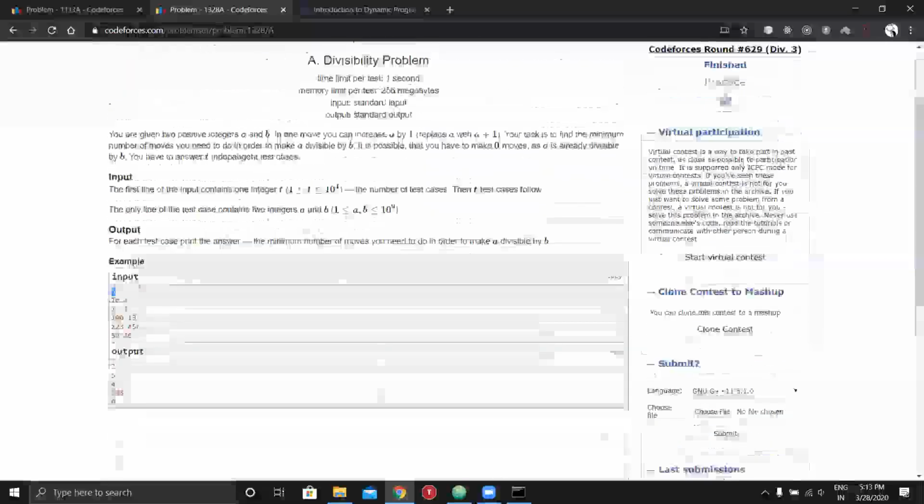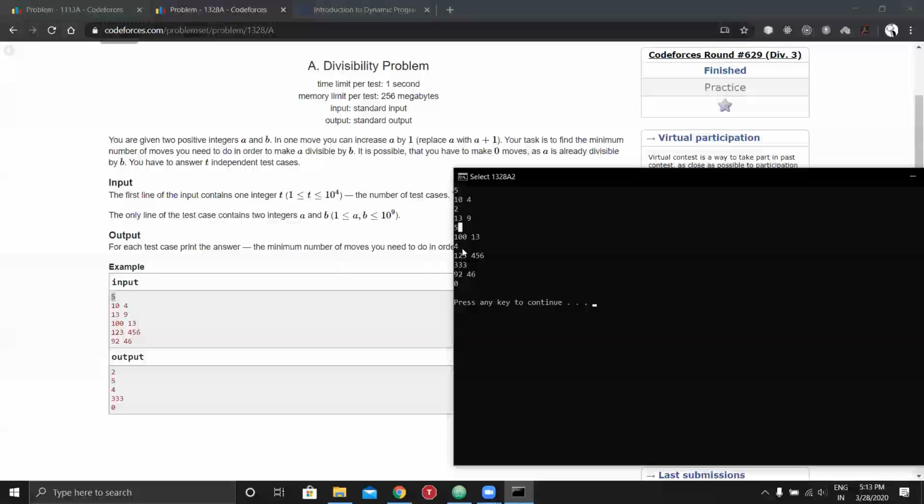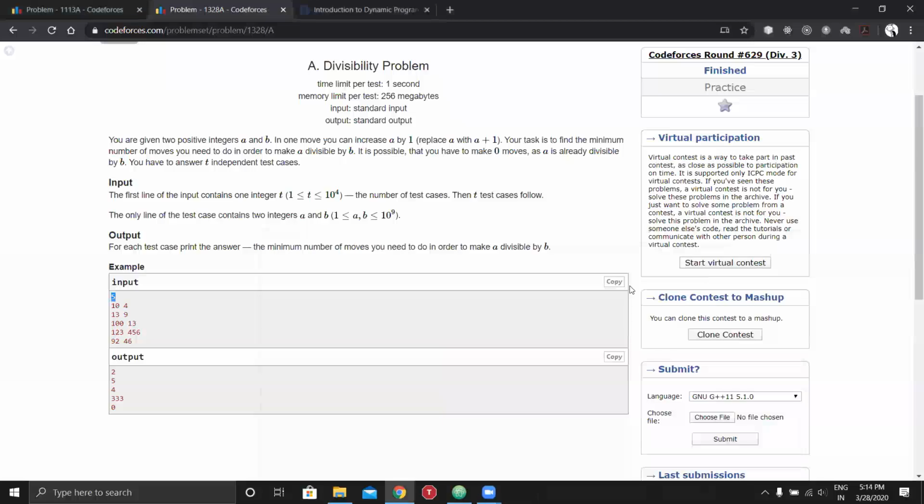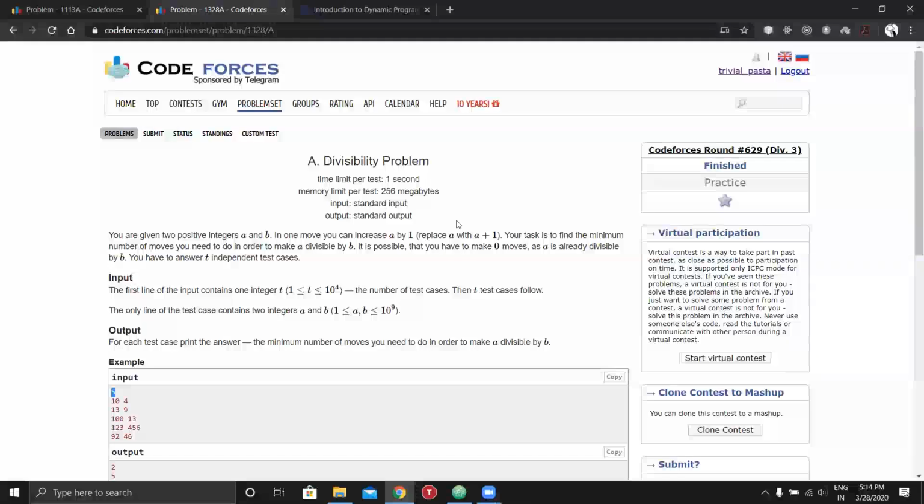Okay, so let's compare the answers. 2, 5, 4, 333 and 0. These are the correct answers. But the problem with this is a very tricky question.